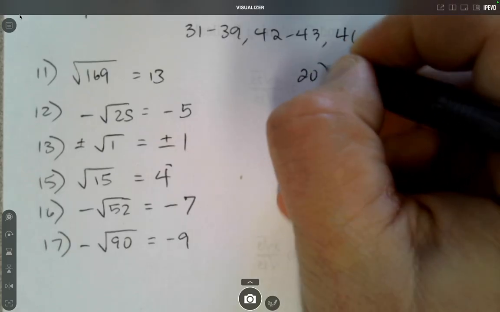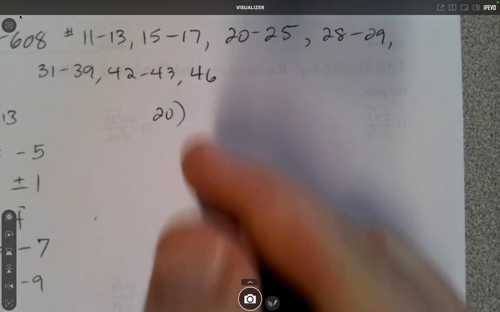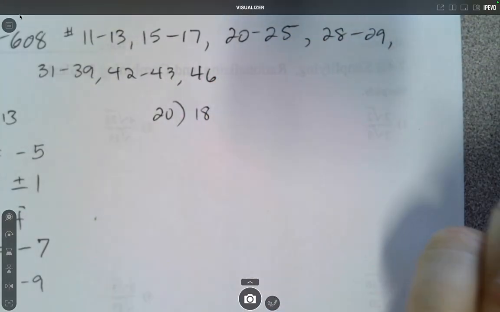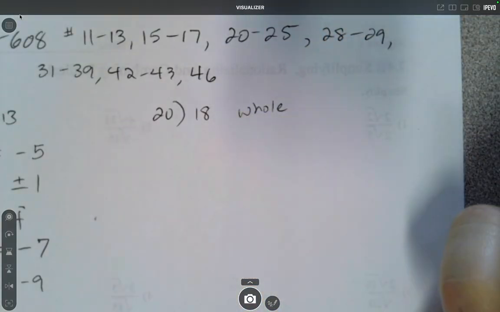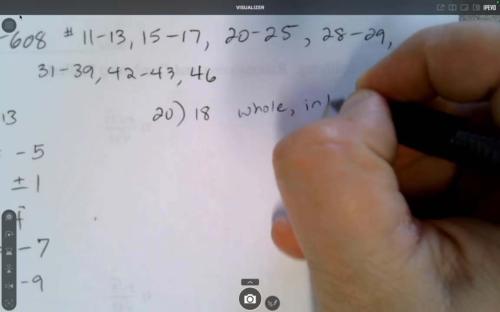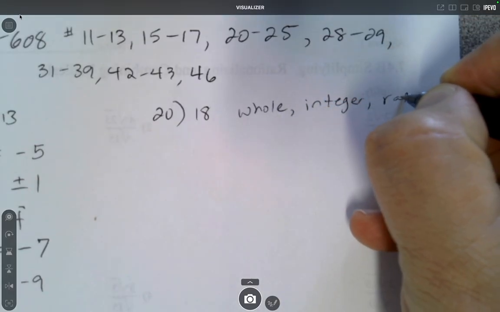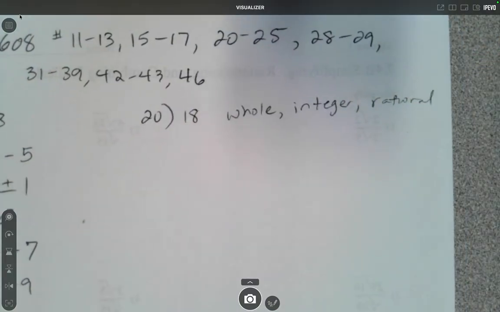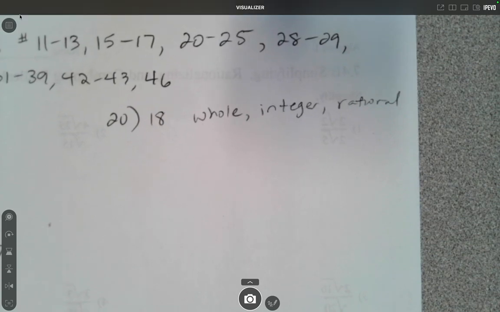Okay, number 20. Says name all the sets of numbers to which each real number belongs. So 18. So 18 is a whole number because it's no decimals, no fractions, and it's positive, so it's whole. That means it's also an integer. It's also rational. Because if you're a whole number, you're also all the others. Well, all of those other two, I mean.